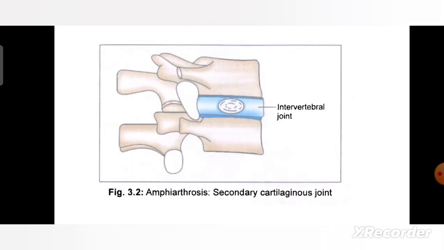This is a figure of the intervertebral joint. It is a joint between the vertebral bodies of two adjacent vertebrae, which is connected by the intervertebral disc or the end plate of the intervertebral disc, which is an example of a secondary cartilaginous joint.